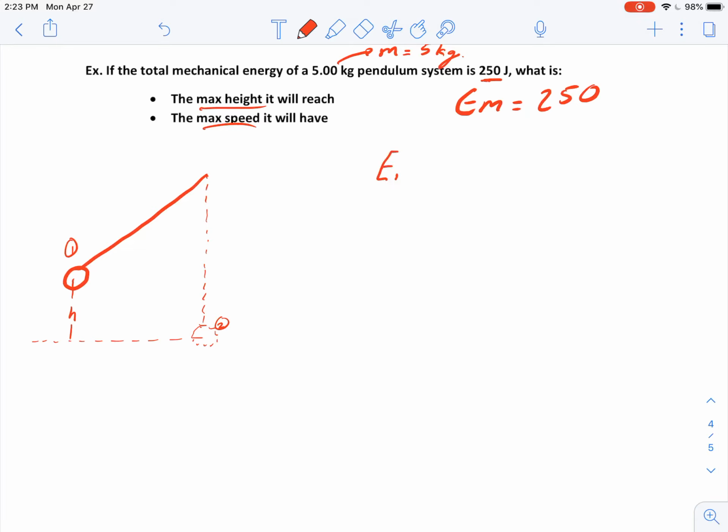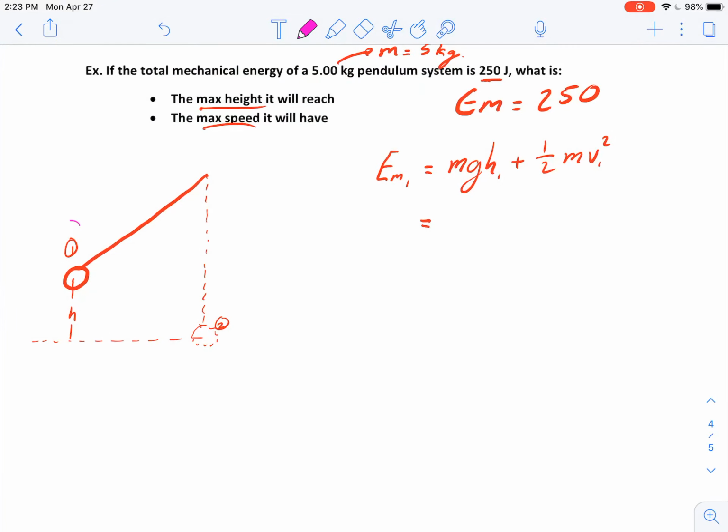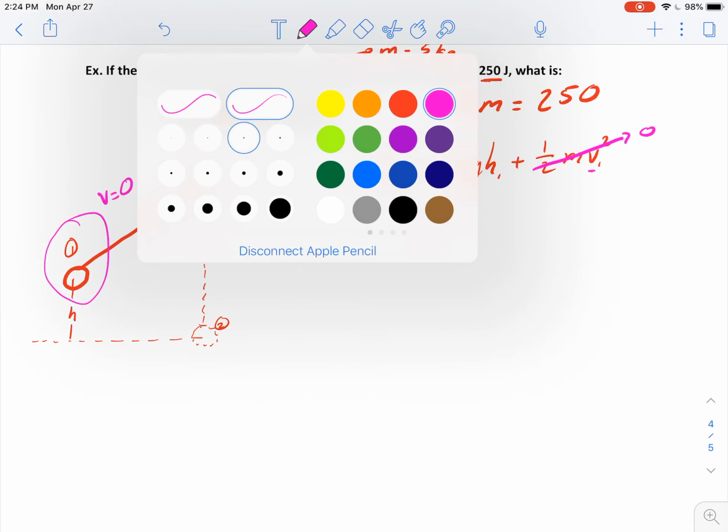Let's look at number 1. EM1 is equal to mgh1 plus 1/2 mv1 squared. Now right away there's a few things we need to identify. At this highest point, our speed is equal to 0. So this becomes 0 because this v is 0. So EM1 is just equal to mgh1.